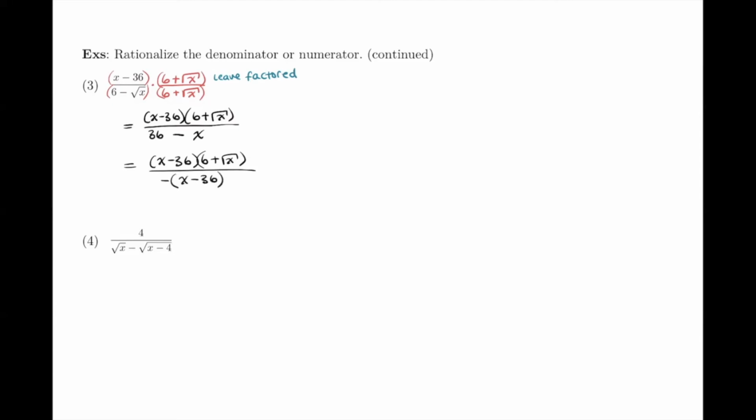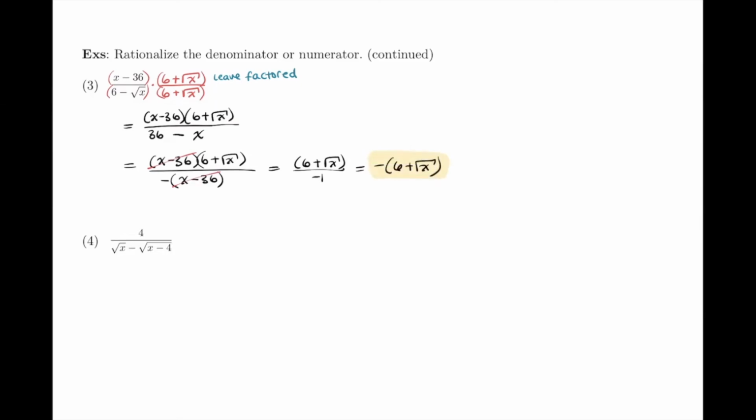Now, if you need to see a little bit more about that, just factor out a negative 1. It's going to change the sign, negative 36 plus x, and I've just switched the order so that we can see that we can now cancel out the x minus 36. Now in the bottom, we will have a negative 1. And we can just write that as negative parentheses 6 plus the square root of x, or negative 6 minus the square root of x. And here is our rationalized expression.